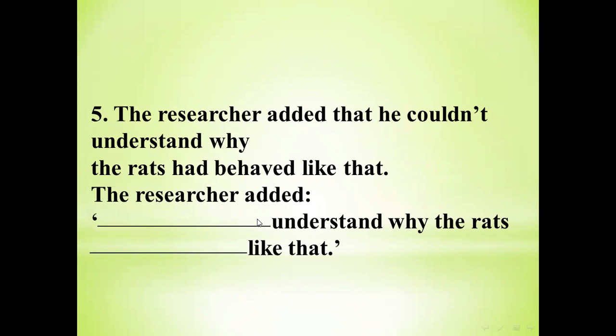Okay, number 5. Ahmed Sameh, read number 5. The researcher added that he couldn't understand why the rats had behaved like that. This is reported speech. But what about the direct speech? Here we put the direct speech between two quotation marks. This is one and this is the other. The researcher added what? Here he said he couldn't. He becomes I. Couldn't becomes, what is the present form of couldn't? I can't. Can't, that's right. So it becomes: I can't understand why the rats behaved like that.